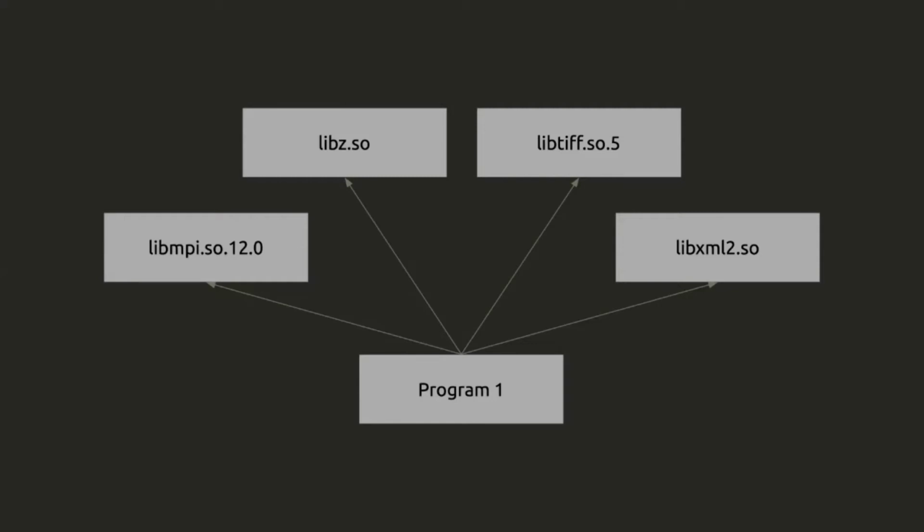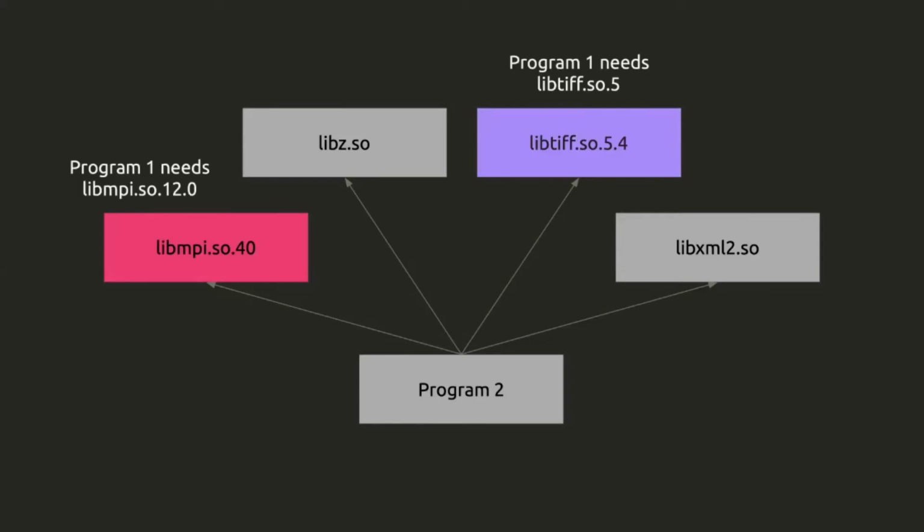And so maybe there's a different user that wants program 2. Program 2 is very similar to program 1. They share the same shared libraries, but there are some important differences. Program 2 also requires libz and libxml, but it requires a slightly different version of both libtiff and libmpi. In particular, program 2 requires version 5.4 of libtiff, which is probably compatible with program 1. Program 1, if you recall, requires libtiff version 5. So it's likely that version 5 and version 5.4 are compatible.